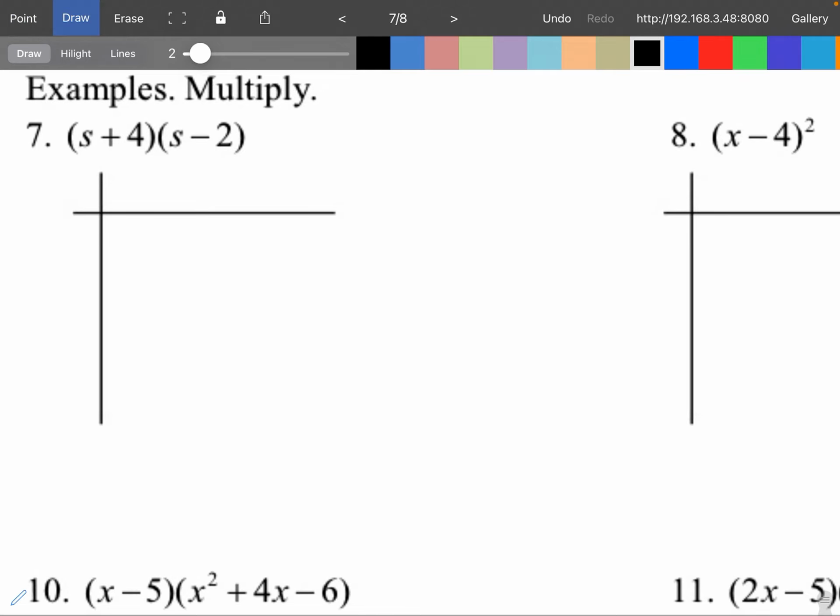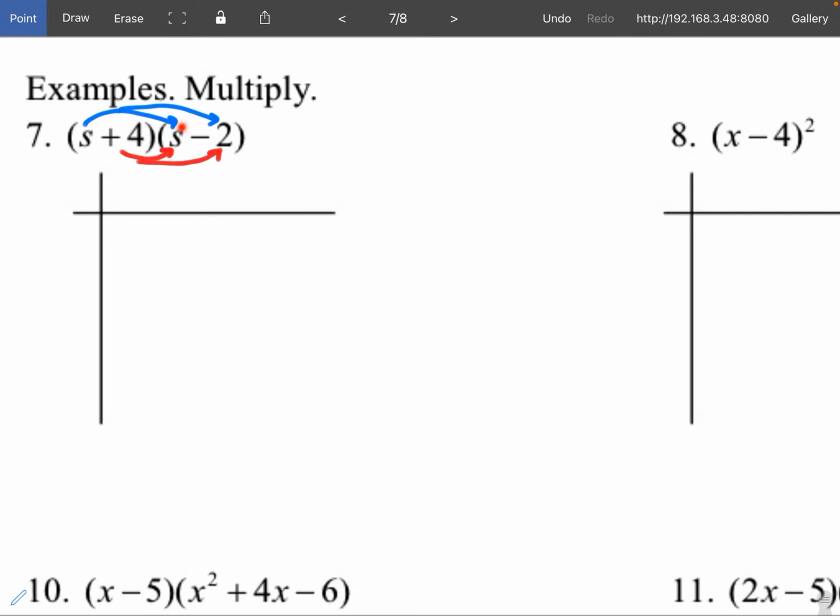So what you end up doing on here, for example, you take the S and you distribute it. So the S gets distributed onto these two terms in the second binomial, and then the positive 4 gets distributed onto those same two terms in that second binomial, like that. So that's how I'm going to do these. All right? So let's do it.